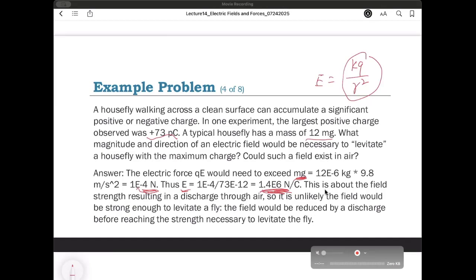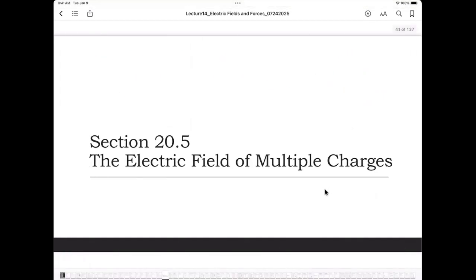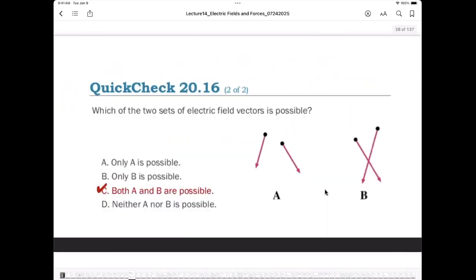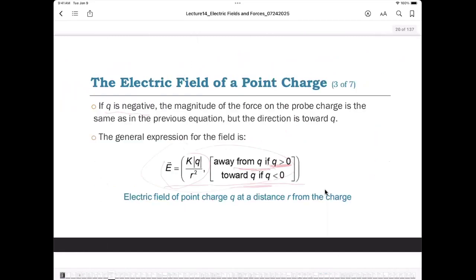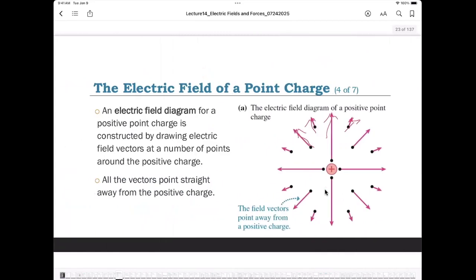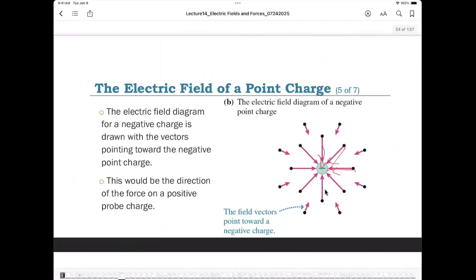Okay, let's talk about section 25, the electric field of multiple charges. We have already talked about the electric field of a single charge. You can see here, a single one. This one is positive, this is negative. And for now, we will talk about multiple charges.